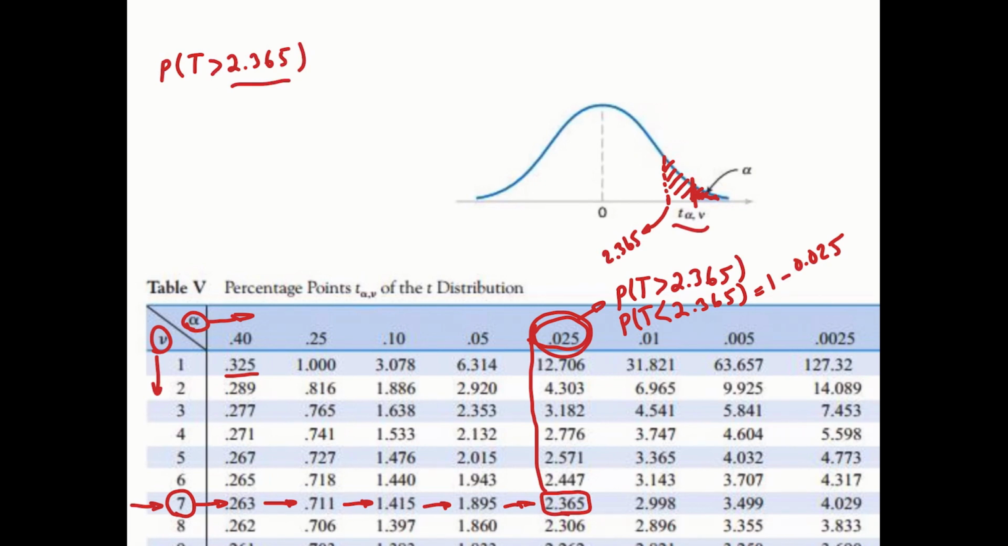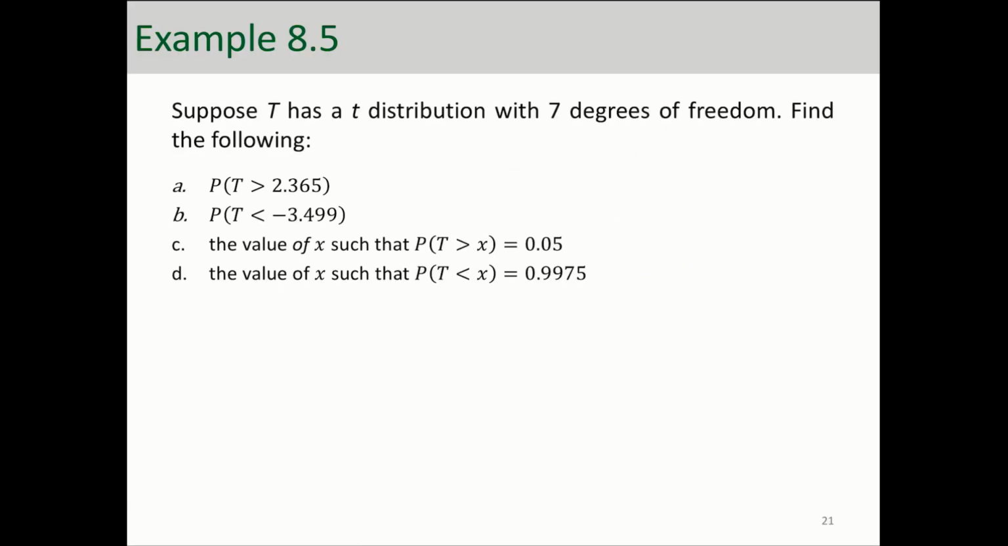Now, let's look at the second question. Now, the second one says probability of t less than negative 3.499. So one thing that you need to remember is that the t-distribution is symmetrical. And because of that, this probability, if you put it in the graph, this is 0 and this is t-distribution, and negative 3.499, let's say, is here.